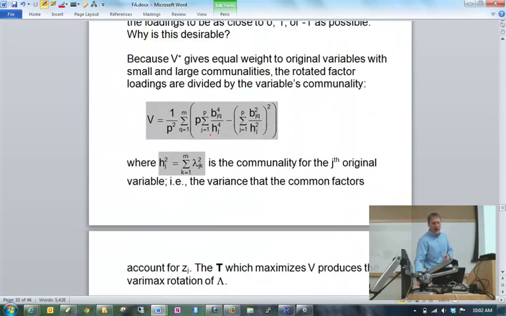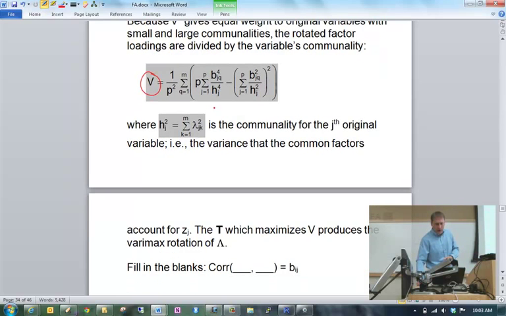Now, what ends up happening is that instead of using V-star, we use a V. It's not really that big of a deal, but we make an adjustment to these B's to take into account the communalities, remember the sum of these lambda squares, when we do this maximization. But in essence, it's the same basic idea, so that's why I start with V star.